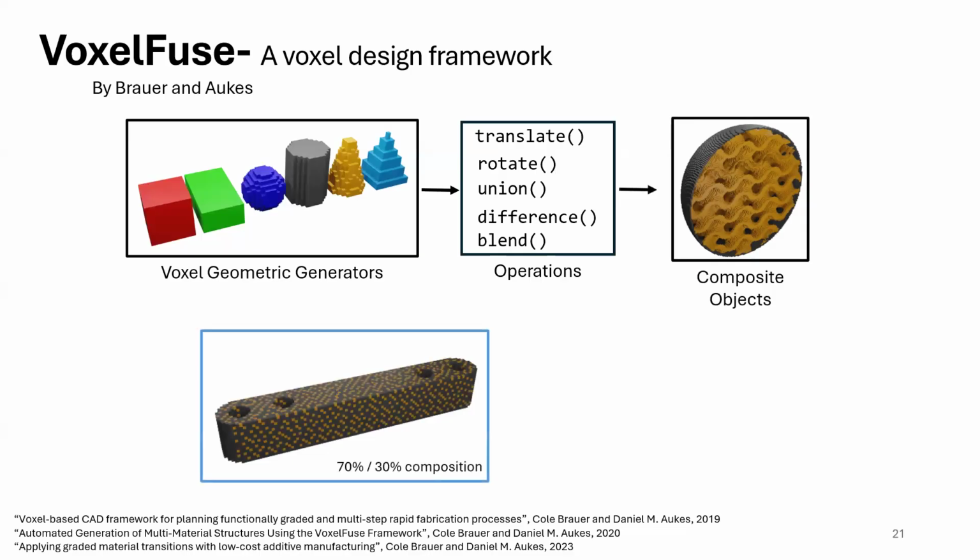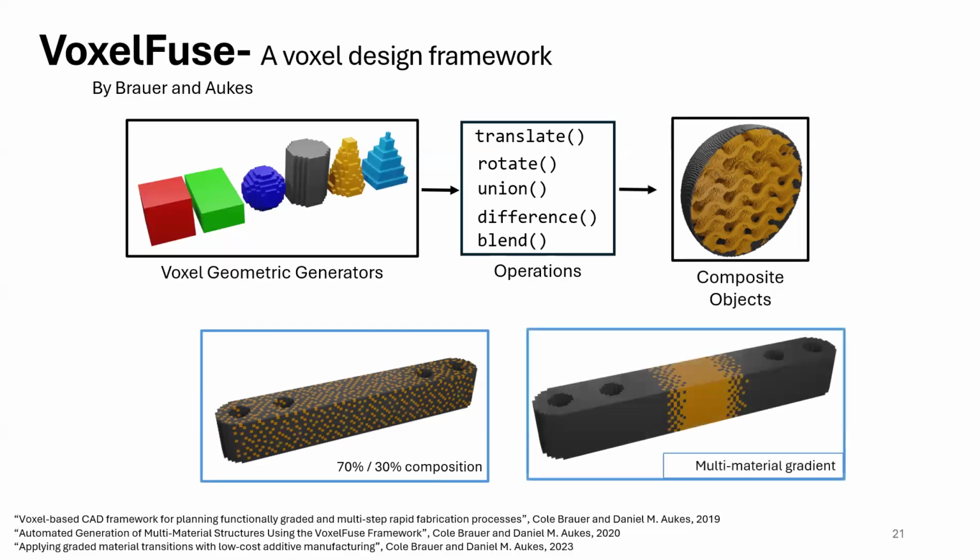Like I said, we can do material compositions. So I can take a single object and say, well, I want this to be 70% of one voxel type and 30% of another. We can also do things like create blending across regions. So we can have these different material regions and then create solid and gradient regions in between.